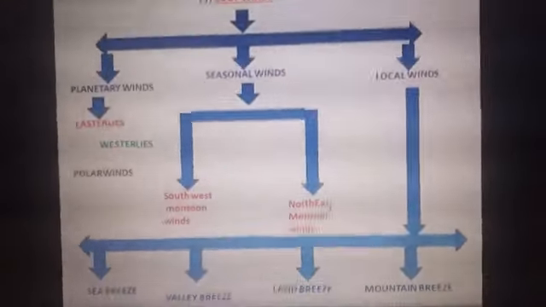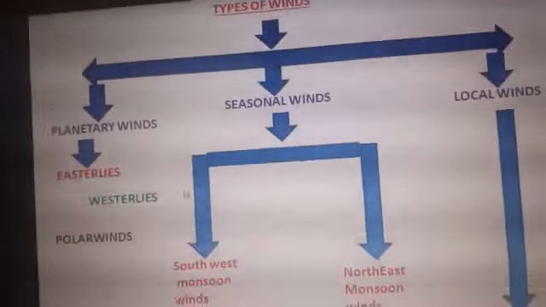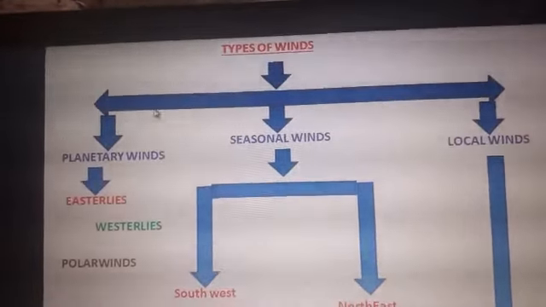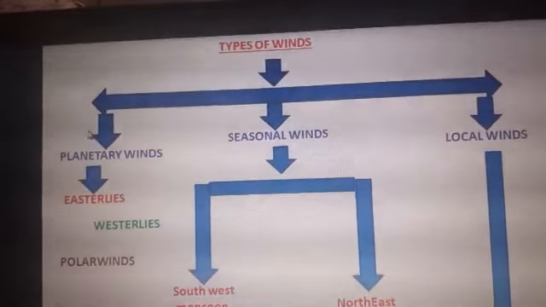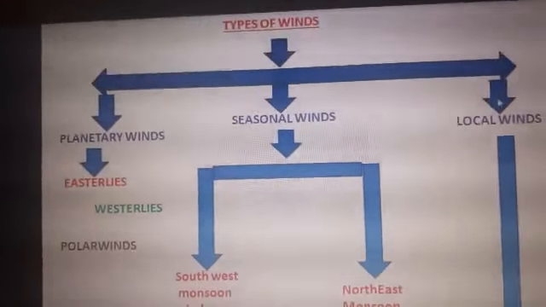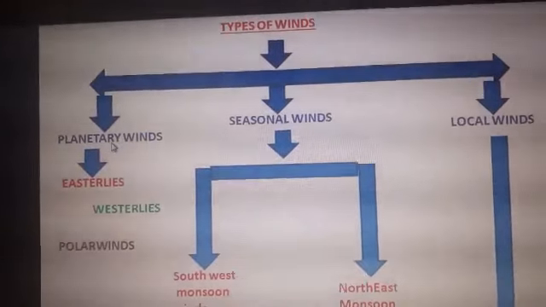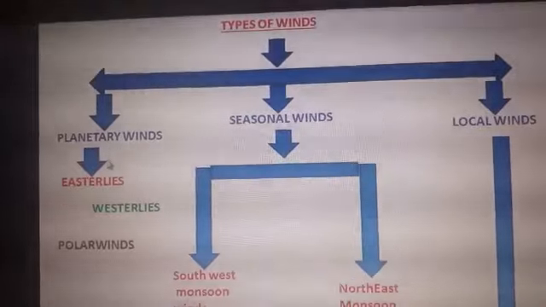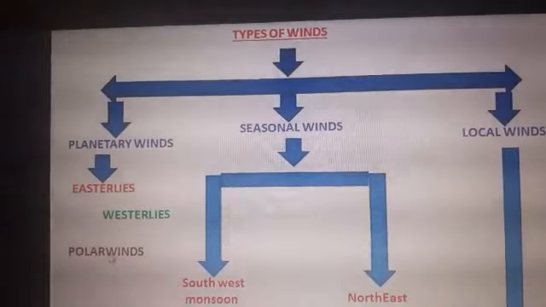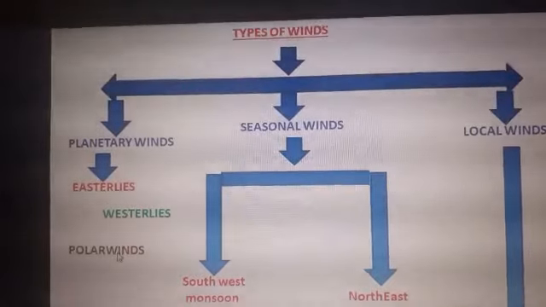So I hope this flow chart is given here. See this flow chart, types of winds, right? Now see here, types of winds. So we have here three main types of the winds: planetary winds, then seasonal winds, and then we have the local winds, right? Let us see first the planetary winds. In planetary winds we have three types: easterlies, westerlies, polar winds, right? So planetary winds, easterlies, westerlies and polar winds.